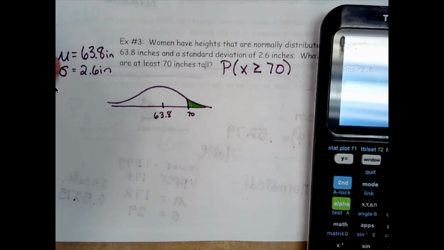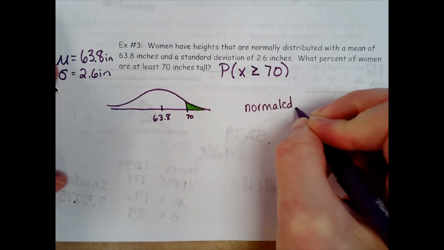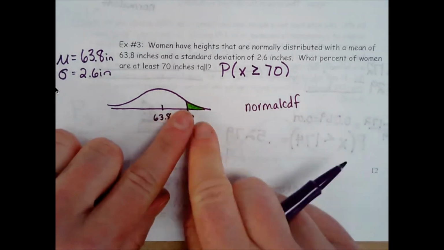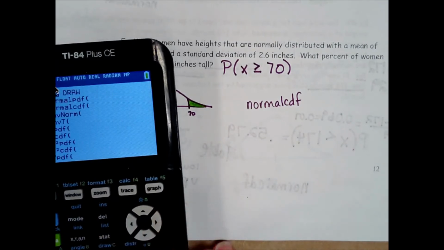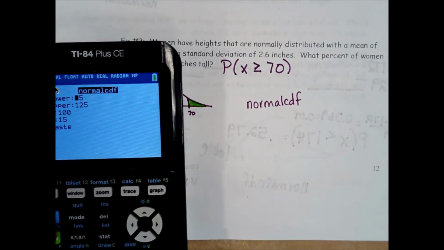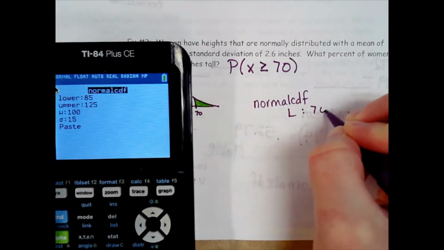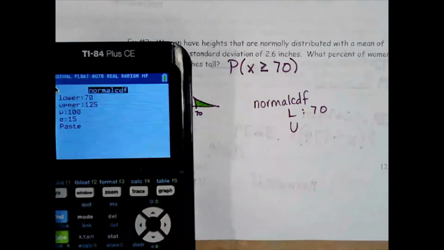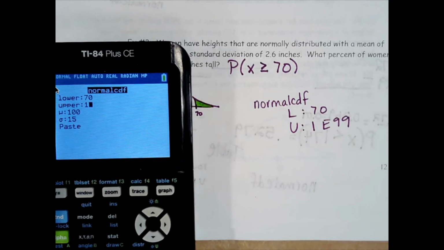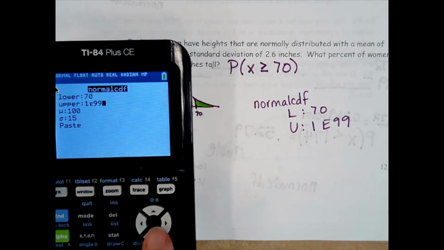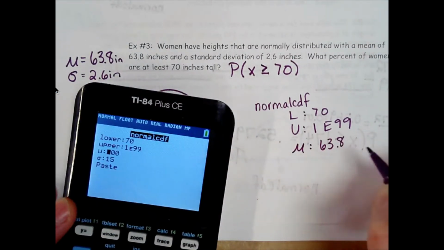All right, so we need to use the normal CDF. But how are we going to have to adjust this? Let's see. What's my lower? 70. I'm just going to put L, 70. What's my upper going to be? Then mu and sigma.